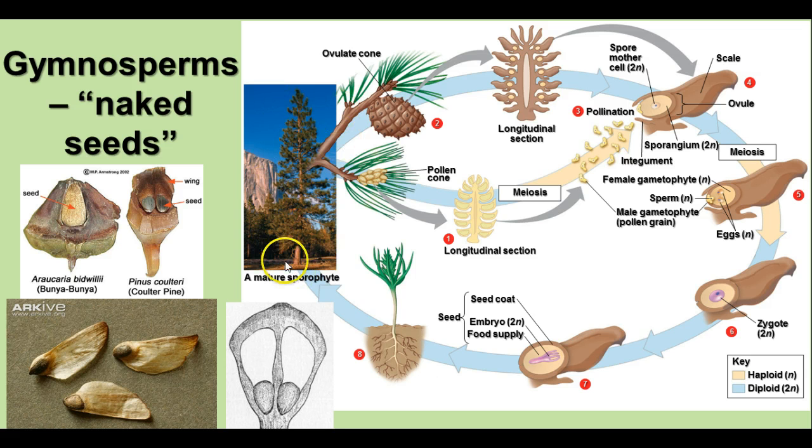So the tree that you see when you look at a pine tree, that's the mature sporophyte. The gametophyte is only in the ovule and in the pollen grains, very, very tiny, microscopic in size. So you definitely only see the sporophyte part of the life cycle.